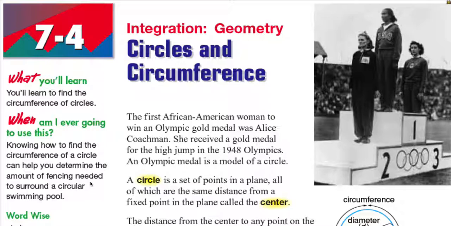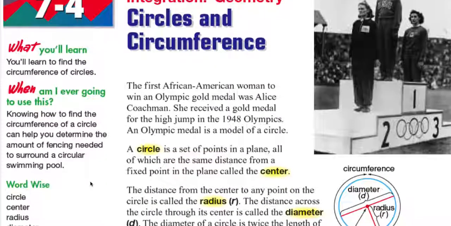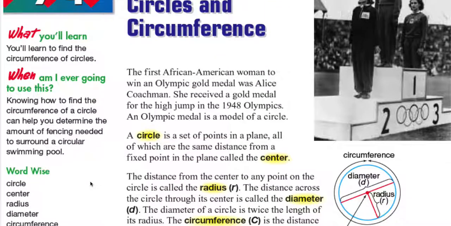The first African-American woman to win an Olympic gold medal was Alice Coachman. She received the gold medal for the high jump in 1948. An Olympic medal is a model of a circle. So let's define what a circle is. A circle is a set of points in a plane, all of which are the same distance from a fixed point in the plane called the center.